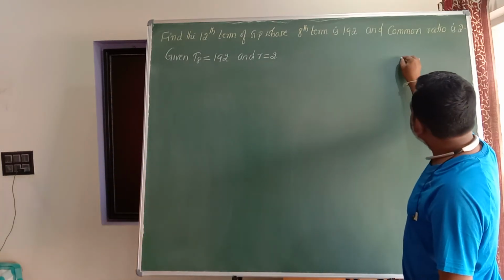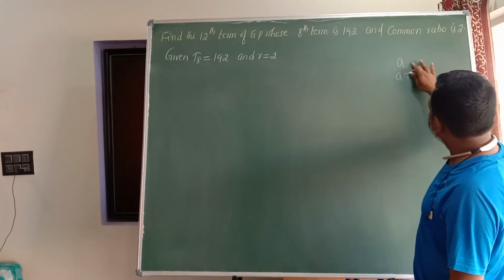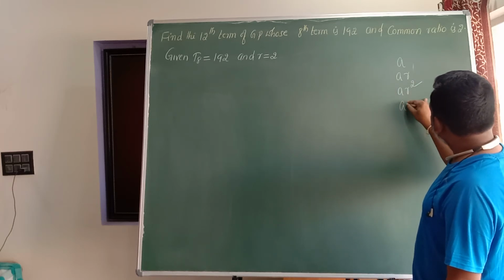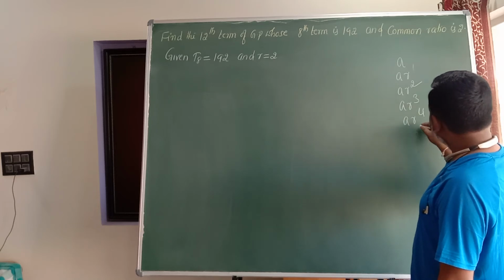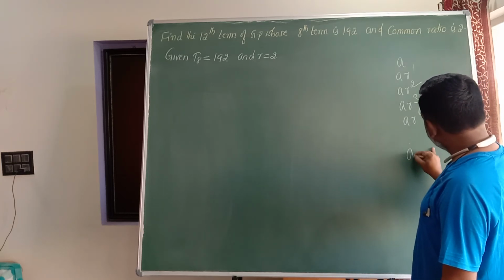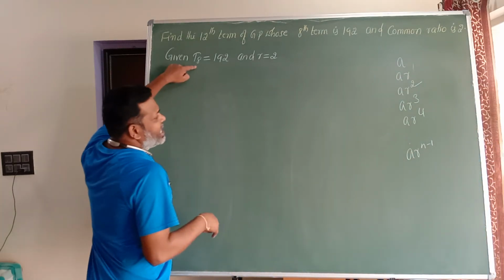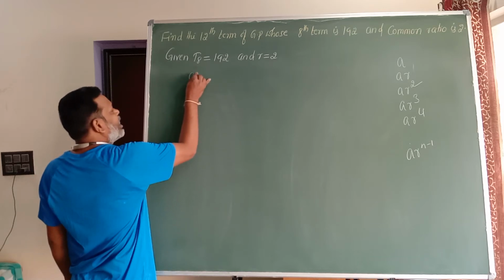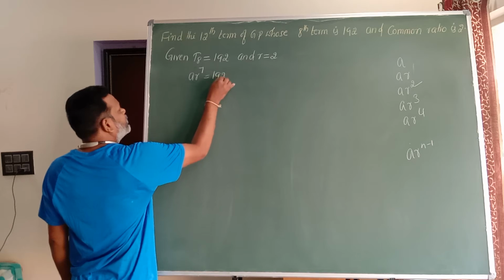Dear children, look at me. First term is taken as A. Second term is AR power 1, nothing but AR. Third term is AR square. Fourth term is AR cube. Fifth term is AR power 4. In general, last term is AR power n minus 1. Here 8th term is nothing but A into R power 8 minus 1, nothing but A R power 7. That is equal to 192.